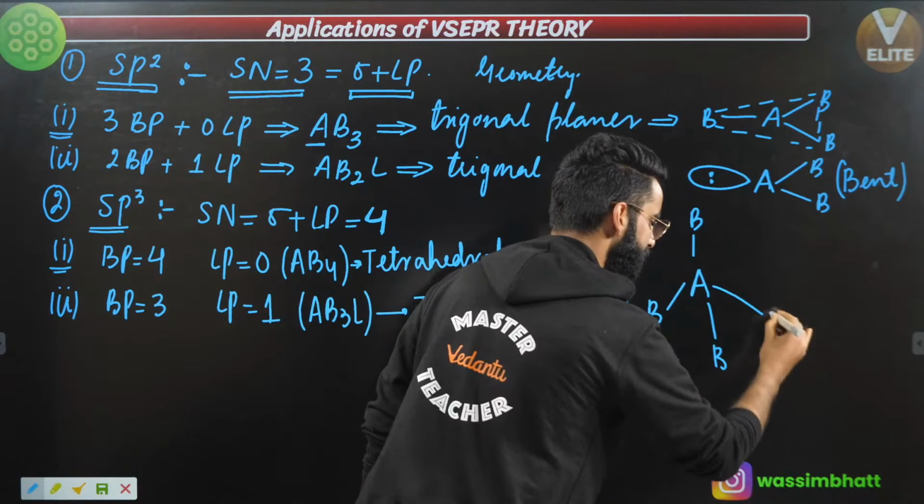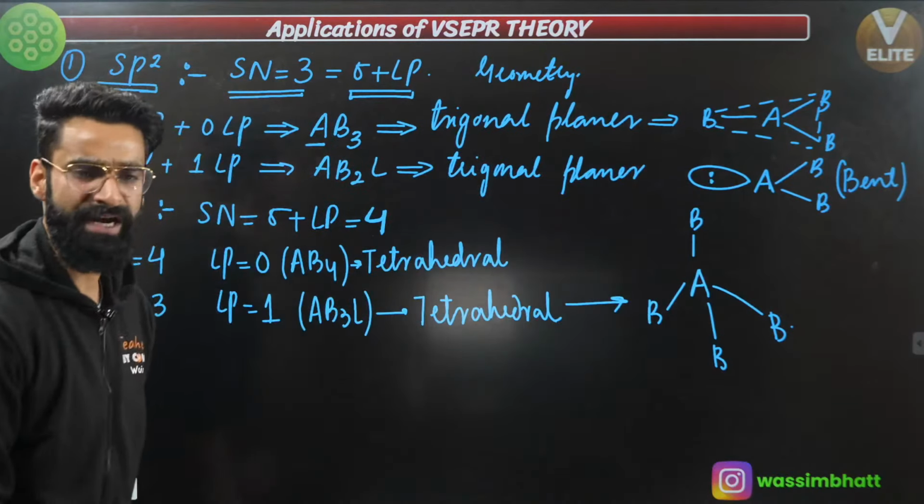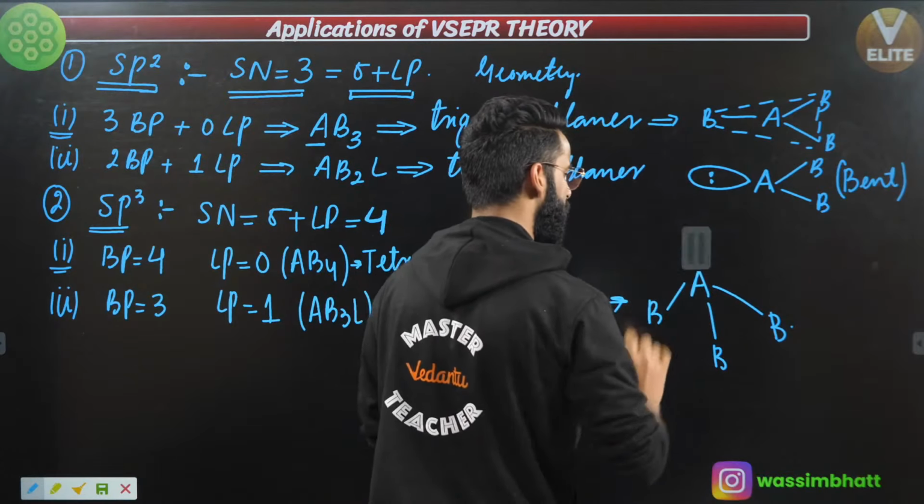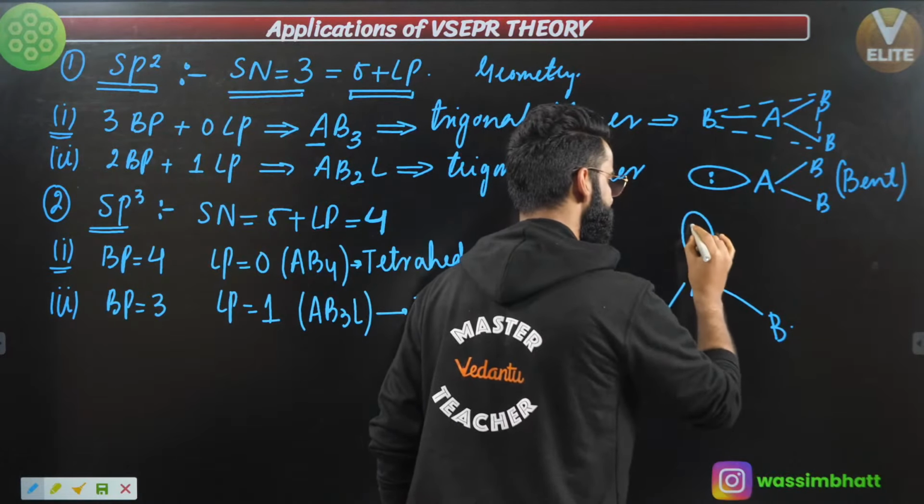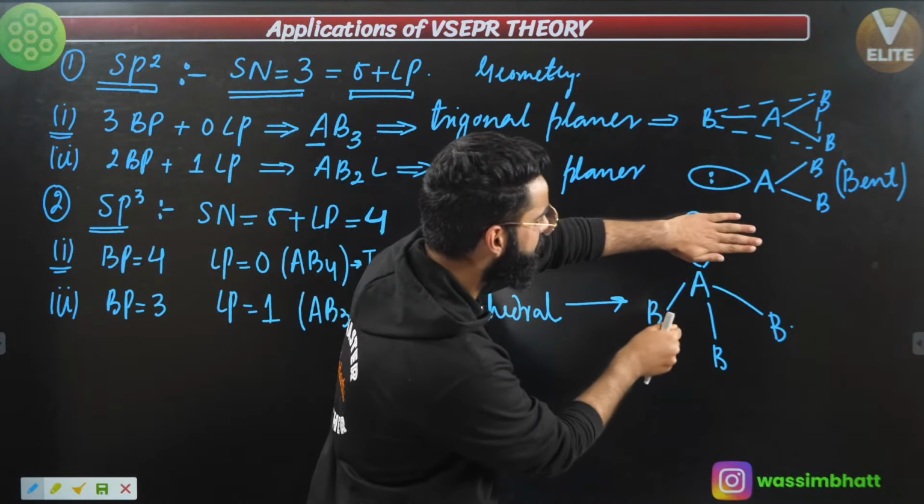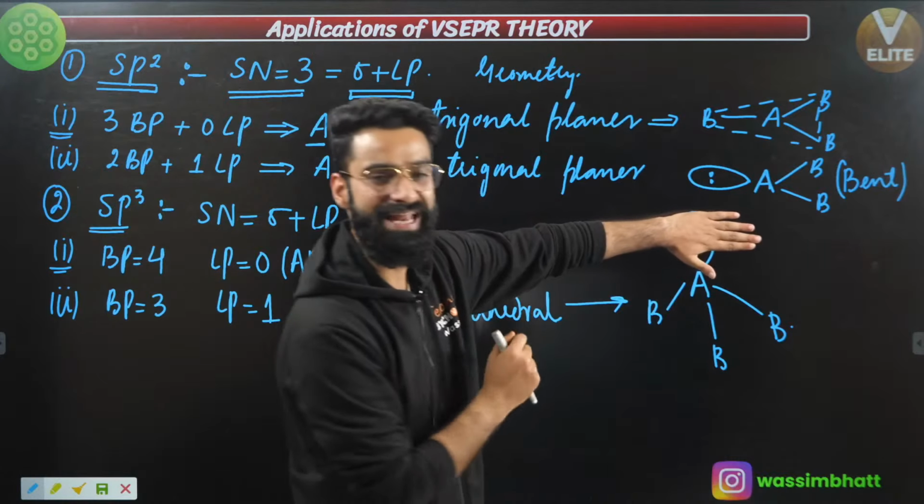Its geometry was tetrahedral. But is its shape going to be tetrahedral? No way. What I'll be doing, I'll be removing one of the bond pairs right here, and instead of the bond pair, I'm going to keep a lone pair right here. Yes, it's a lone pair right here. Now you need to check its exact structure without this lone pair. It looks like a pyramid, guys.